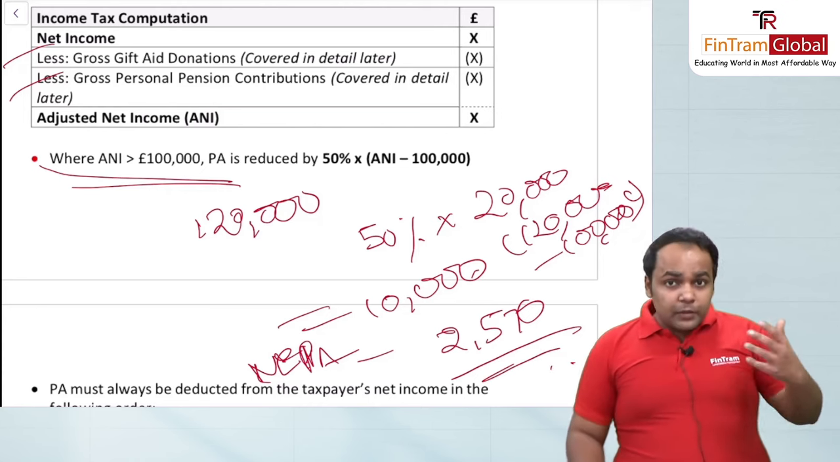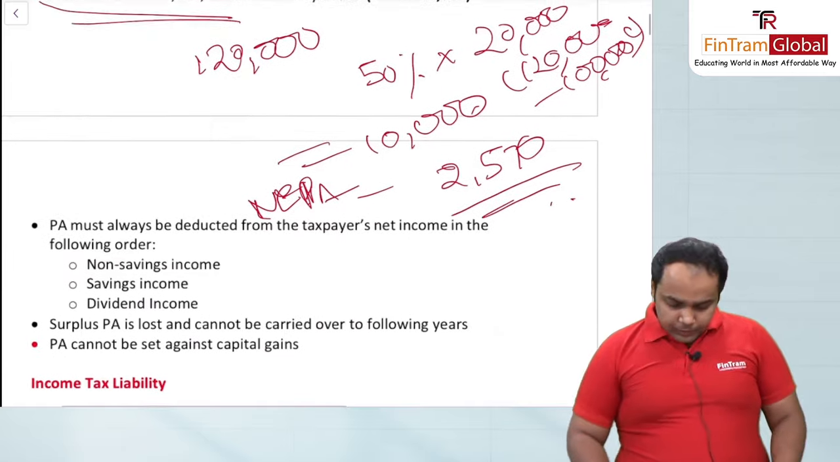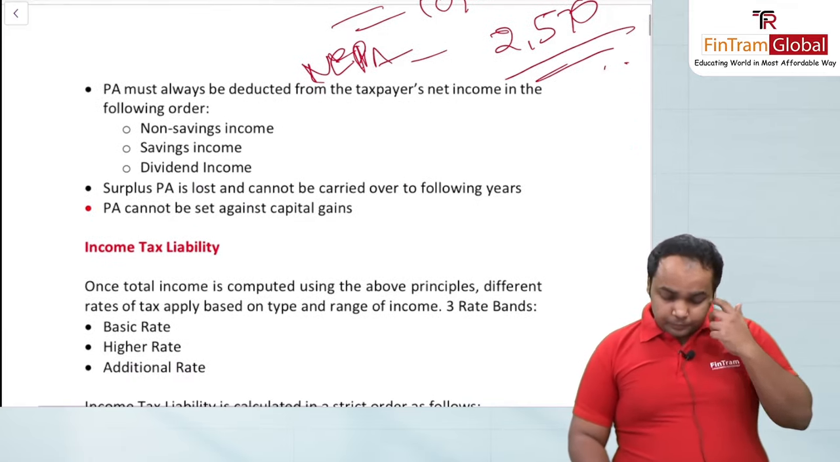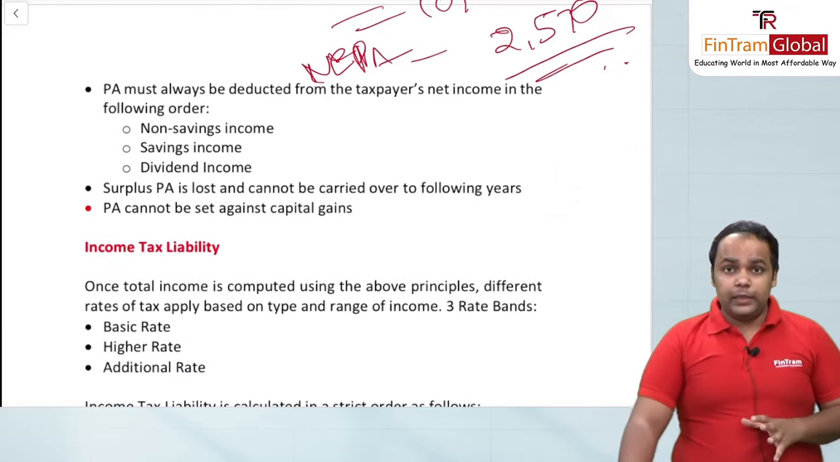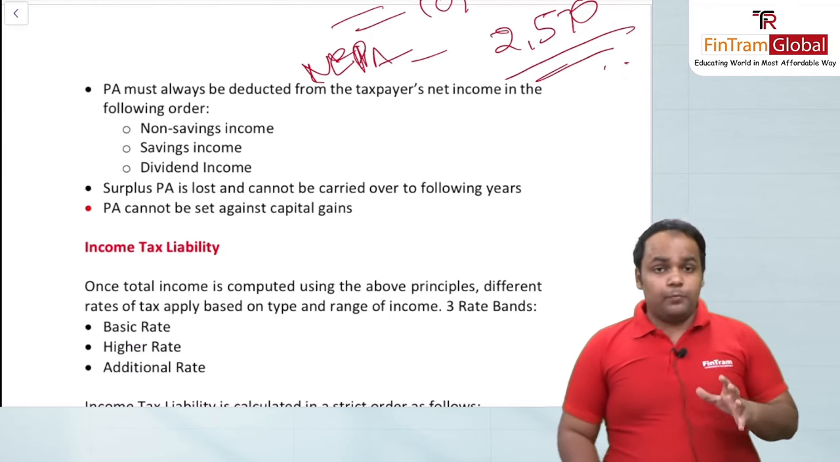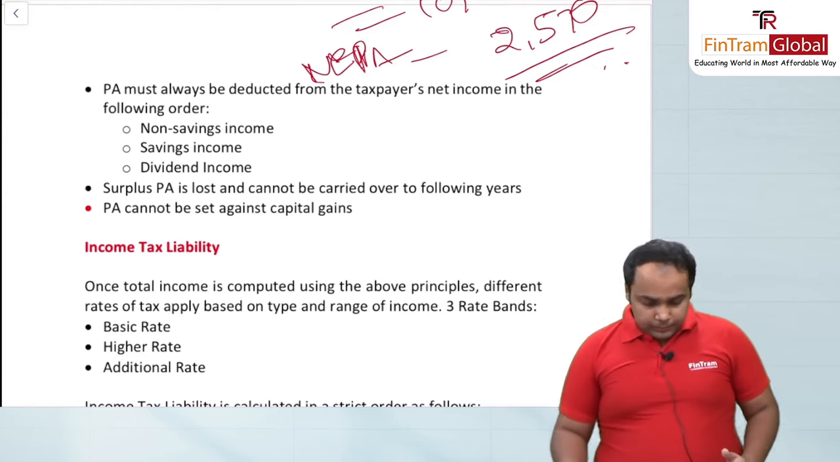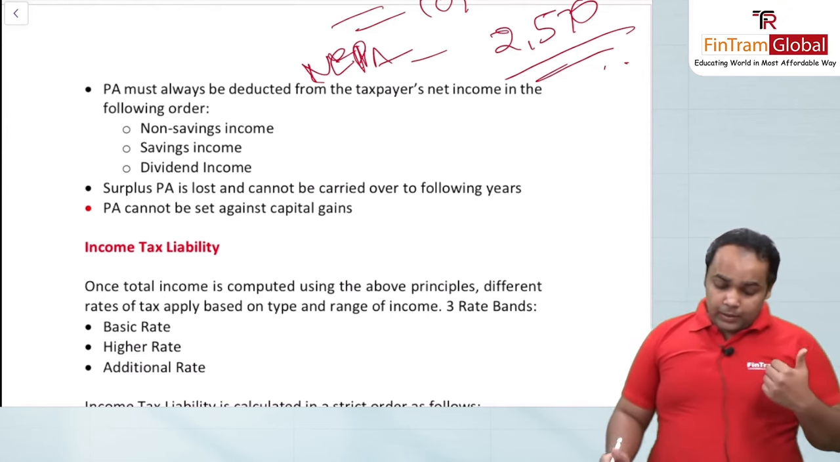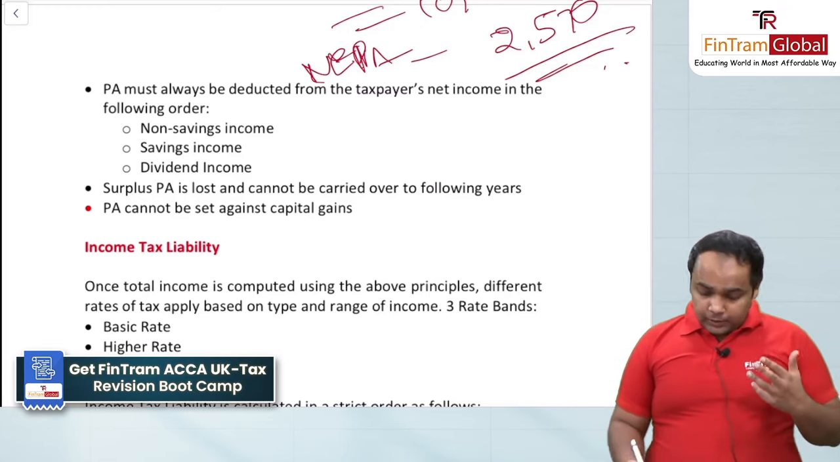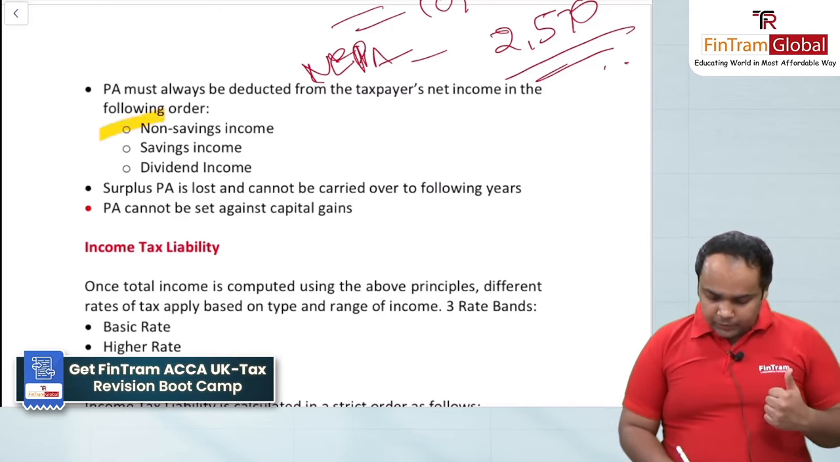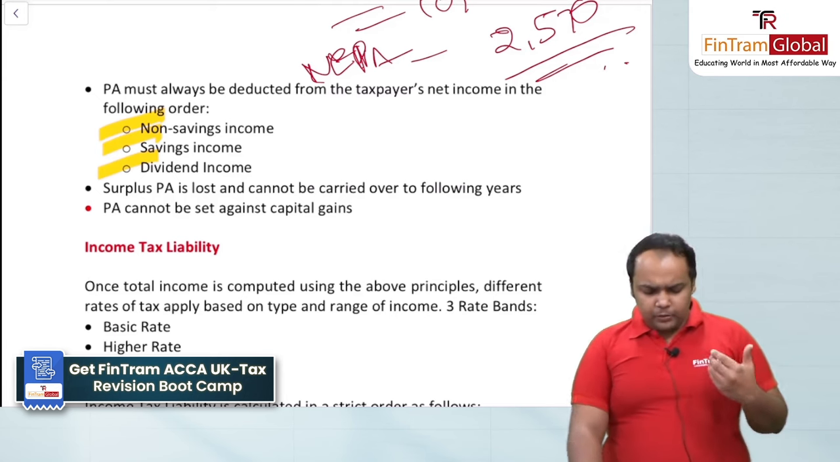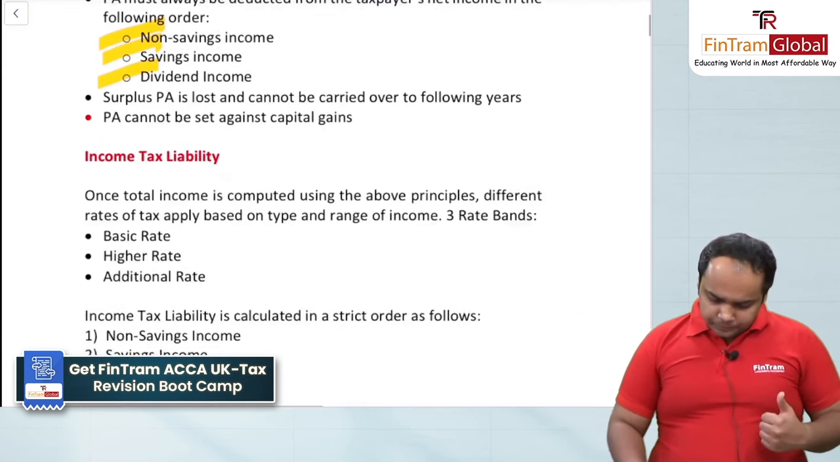We did a number of examples on this. Again, you need to know how to calculate ANI in the exam. It's very important that you practice more questions. We also learned that the personal allowance must be deducted in a particular manner, that is first against non-savings, savings and dividend, and we know that surplus PA is lost forever.